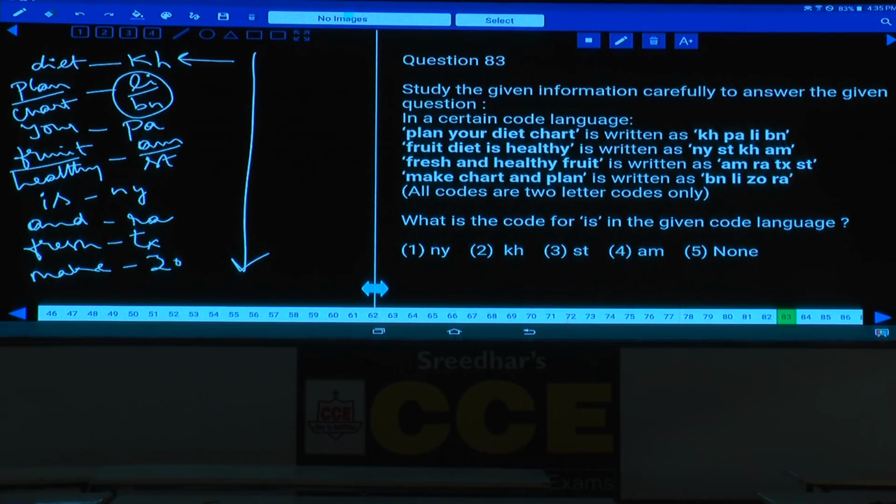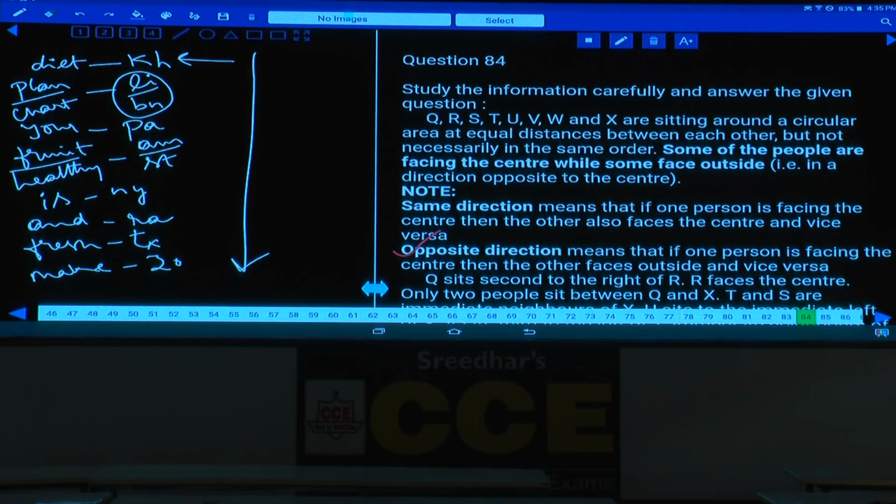Then question number 83. What is the code for A's? The code for E's is NY. NY, choice 1. Code for E's is NY, choice 1.